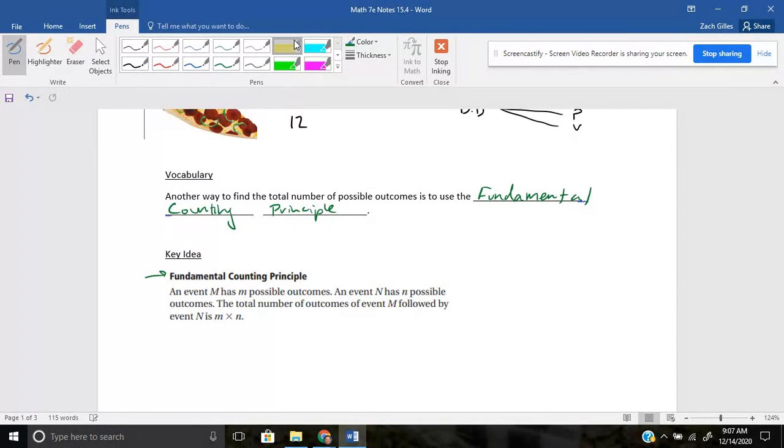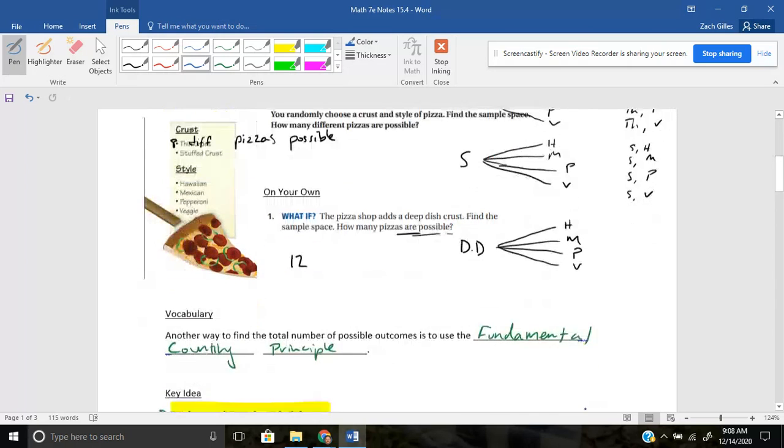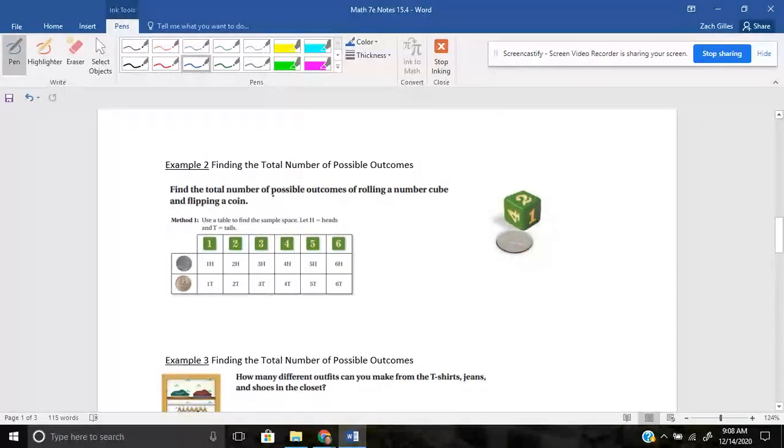Okay. So the fundamental counting principle, it says an event M has M possible outcomes. An event N has N possible outcomes. The total number of outcomes of event M followed by event N is M times N. Okay, so what that's saying is this is kind of like a formula that you can use rather than making this tree diagram to find like a sample space or a total number of outcomes. Okay, so here in example two, I'll kind of show you that.